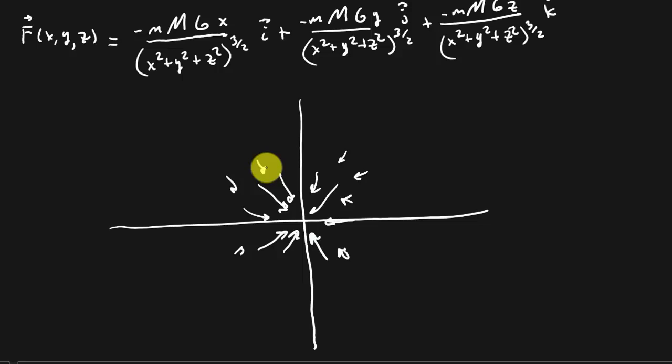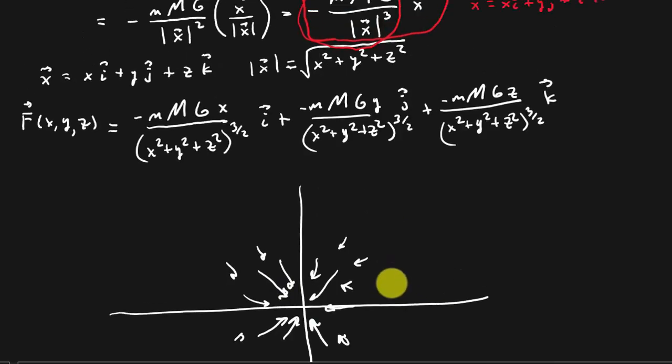But what you want to notice here is that the vectors closer to the origin are longer, and as we get further and further out, the vectors get smaller and smaller. Gravitational force is going to be stronger the closer you are, okay, to the origin. And so there's that example.